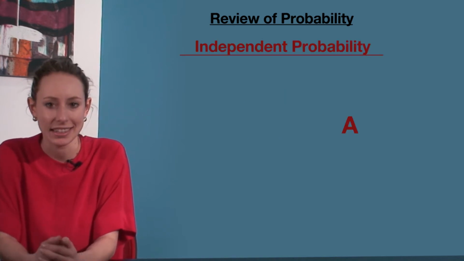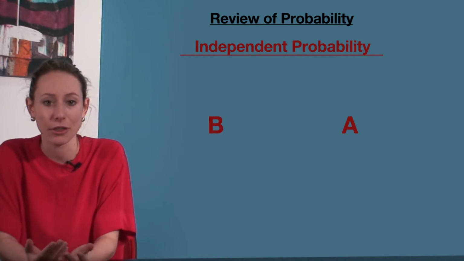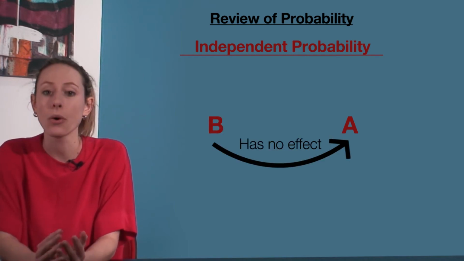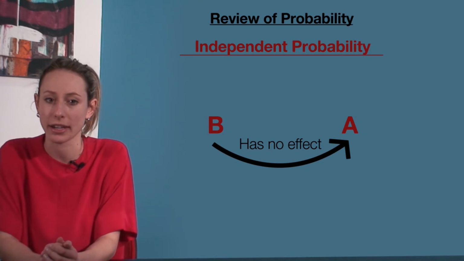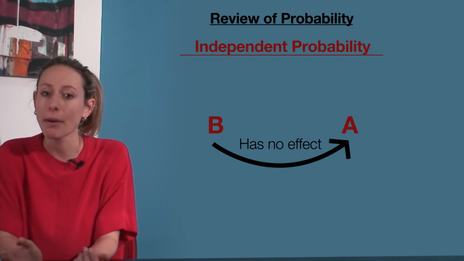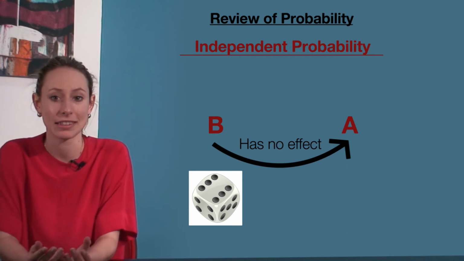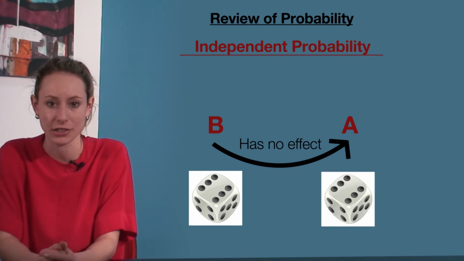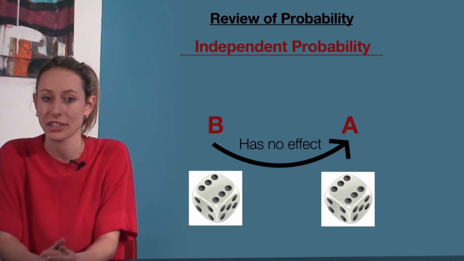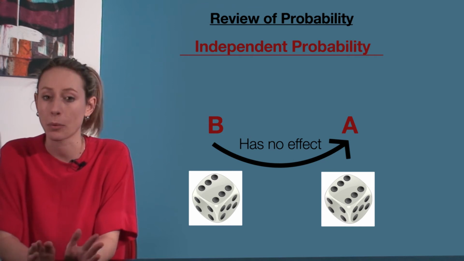If an event A is independent, then whether or not another event B occurs has no effect on the probability of A occurring. For example, if I roll a 6 on a die on the first roll, the probability of me getting a 6 on the second roll is unaffected, because the events are independent of each other. The chance of rolling a 6 is 1 out of 6, no matter what.